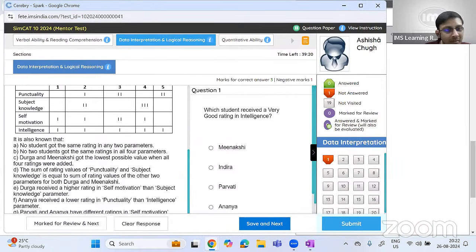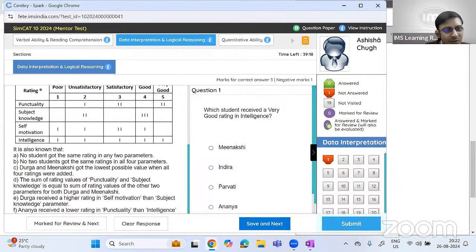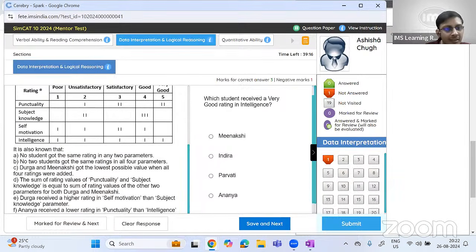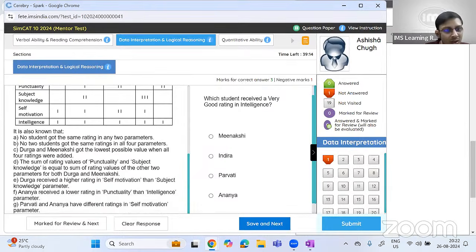No student got the same rating in any 2 parameters. 2 students are the same in all the 4 parameters. Durga and Meenakshi got the lowest. Okay, those are specific.